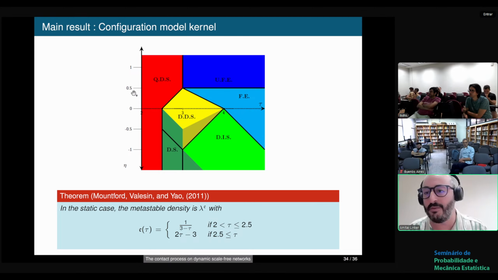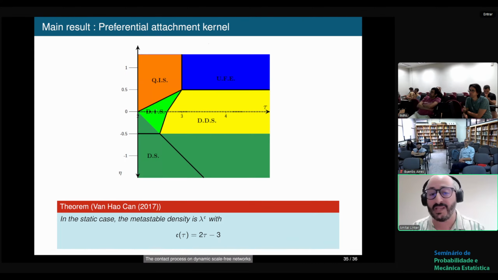And when eta reaches 0.5, then you recover the mean field scenario. And what happens with the preferential attachment kernel? Okay, when eta is above 0, then you recover the previous picture. And when eta is less than 0, then you have this slightly less rich picture than the one before, but still interesting. What is important here is that no matter the value of tau, you have slow extinction. And you have this dark green region, which again is the case in which you have the exponent 2 tau minus 3, which is something that Van Hoorn and Kant proved in 2017 for the metastable density of the configuration model of the preferential attachment.